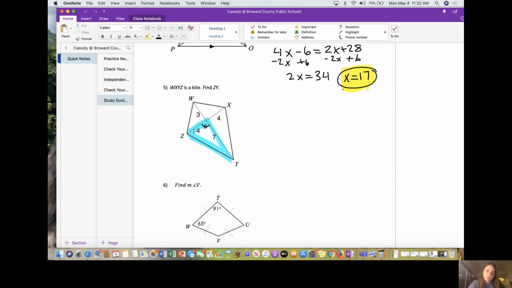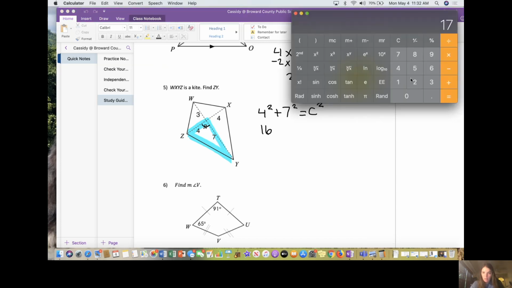They give us that this leg is 4, so 4 squared plus this leg is 7, 7 squared equals c squared. 4 squared is 4 times 4, which is 16. 7 times 7 is 49. Go to our calculator. 16 plus 49 equals 65.